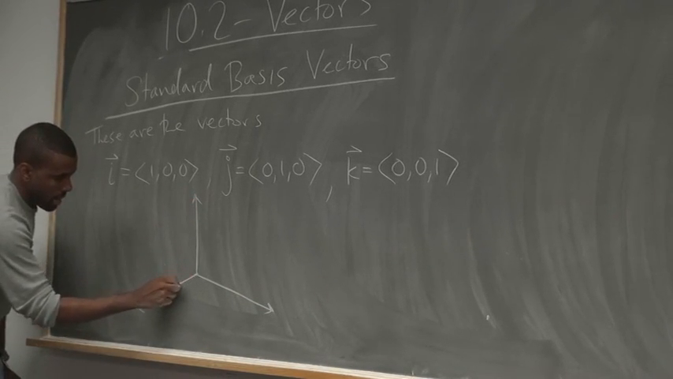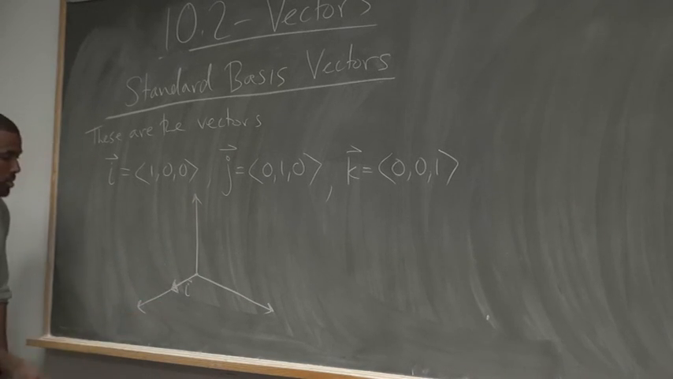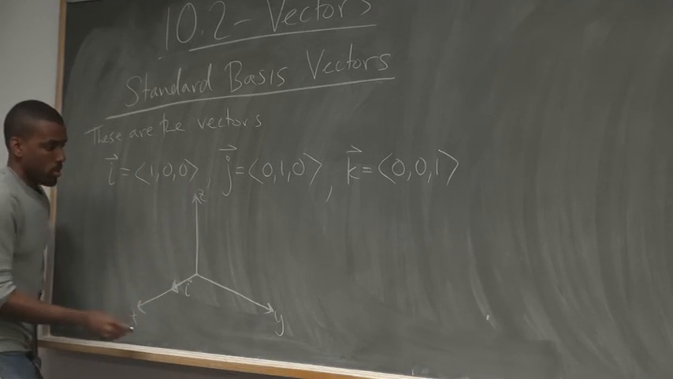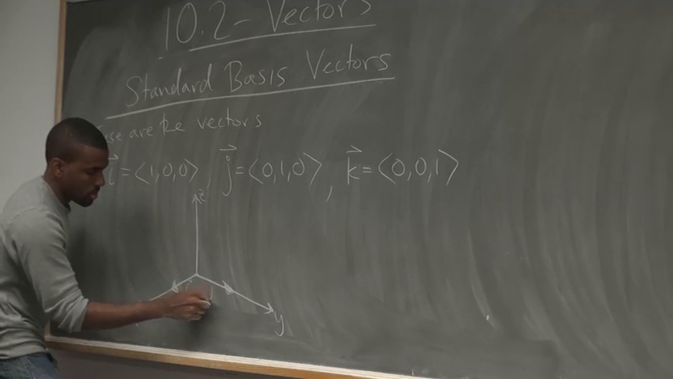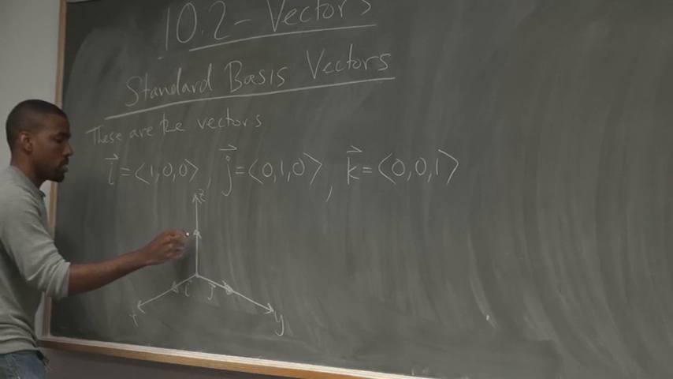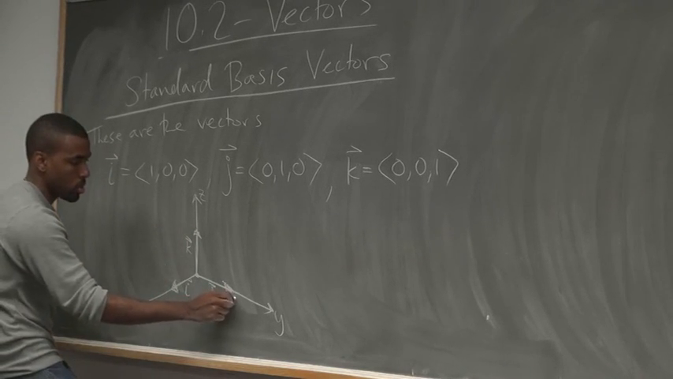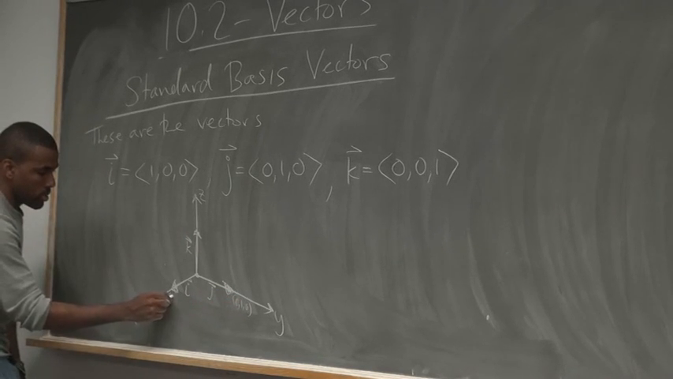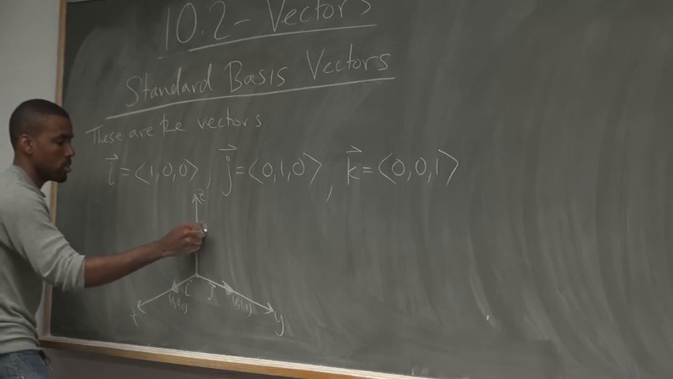So the vector i runs along the x-axis. Vector j runs along the y-axis. The vector k runs along the z-axis, and they all go to the coordinate that is just one distance away. So it's just 1, 0, 0. This goes to the point 0, 0, 1.